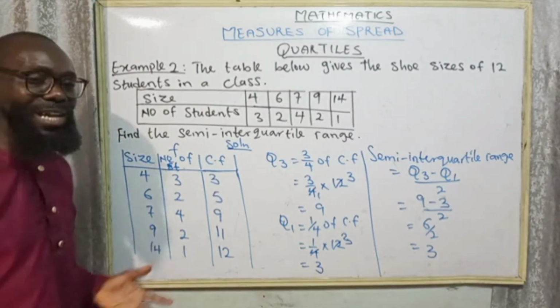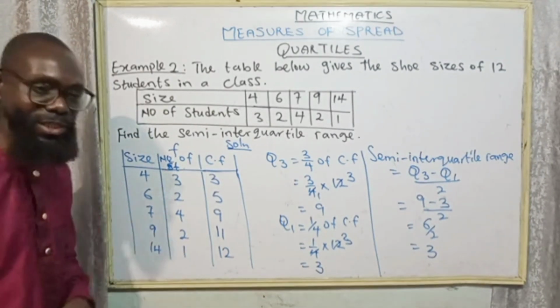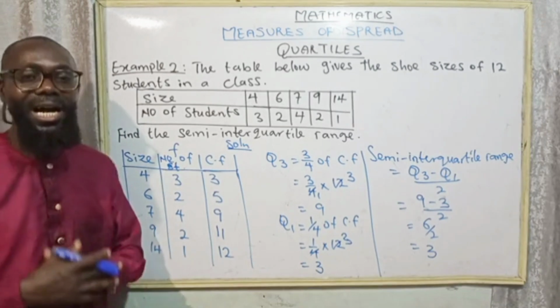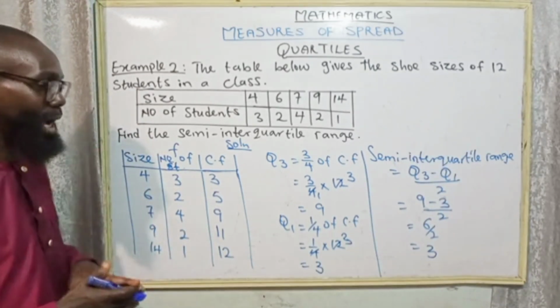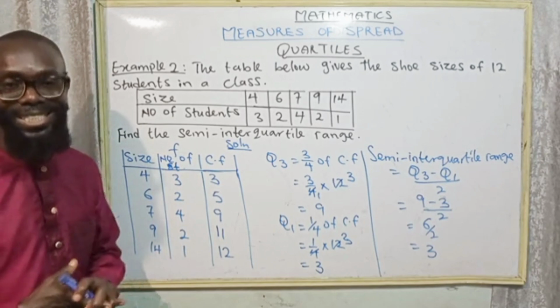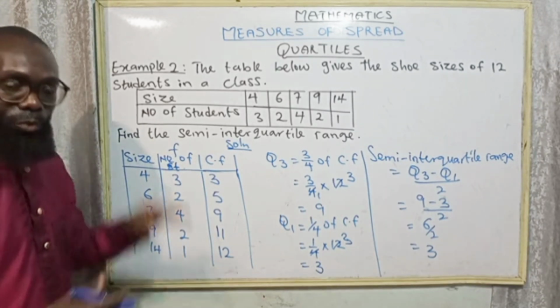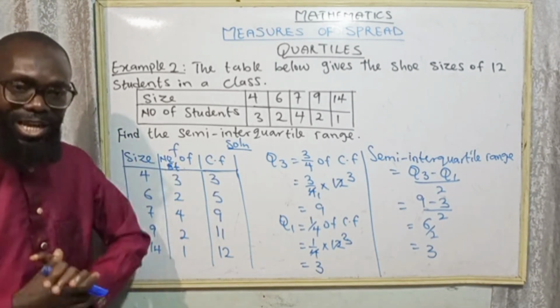So this is how to calculate the quartiles. So any question you are given to calculate, either the semi-interquartile range, or the Q1, Q2, or Q3, you are going to do it using the same method with the formula given to us earlier.